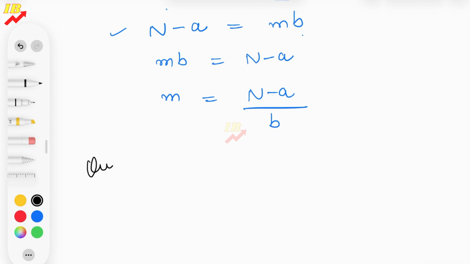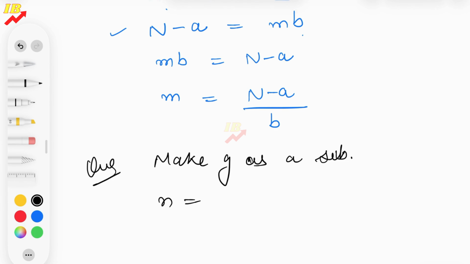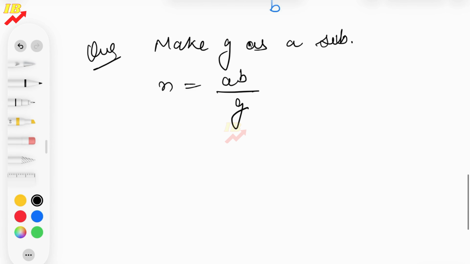Let's just take another one. Make g as a subject. I'm just writing it in a short form. So the equation is n is equals to ab over g. Okay, so I have to make g as a subject, right? So that's easy. You just take it here and take this n here. Just do the cross multiplication, right?